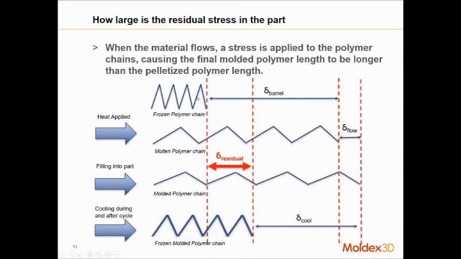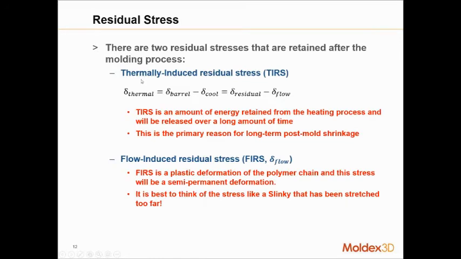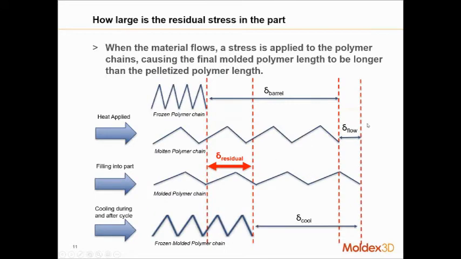Now, the difference between our initial frozen polymer chain and the final frozen polymer chain is what I'll call our residual displacement. So the difference between our original length and the final length is going to be the energy that is retained in our plastic after the molding process is completed. And this residual stress is actually a combination of two effects. So we have thermally induced residual stress, I'll call it TIRS, and we have flow-induced residual stress, which I'll call FIRS. Actually, this flow-induced residual stress is exactly the delta flow. So this difference is exactly the amount of stress that's going to be retained.